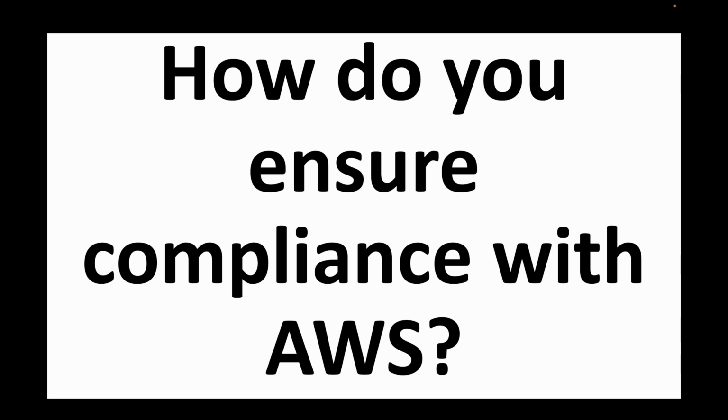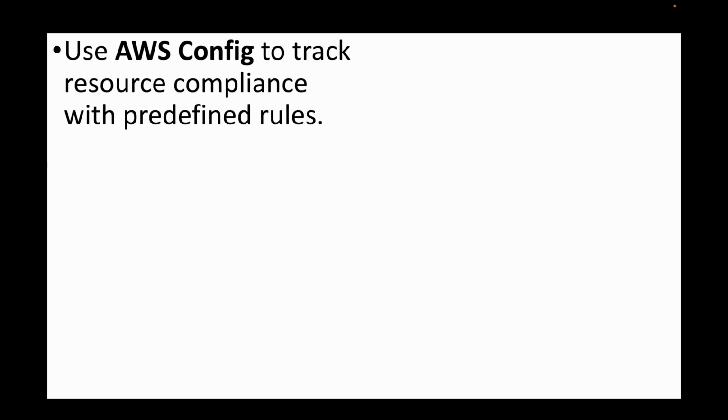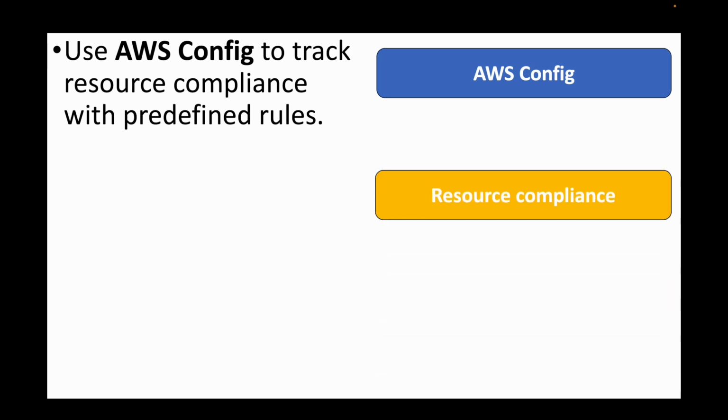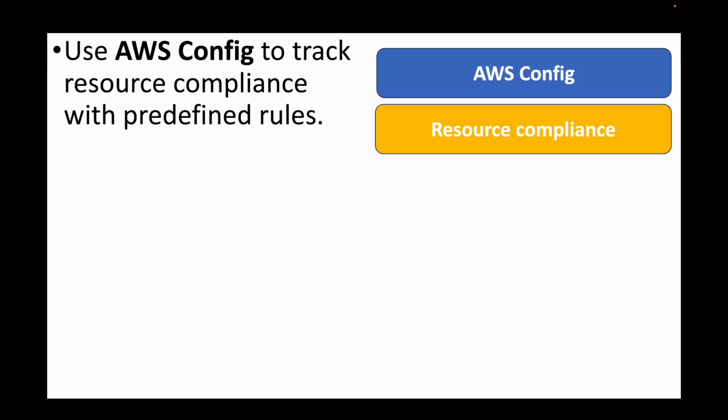The next question we have is, how do you ensure compliance with AWS? So for this, we can make use of tools like AWS Config. So AWS provides this tool, and we can use this to keep track of our resource compliance with some predefined rules. So we'll be defining rules for this.